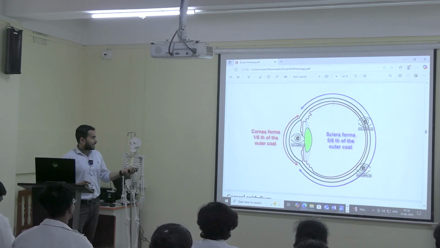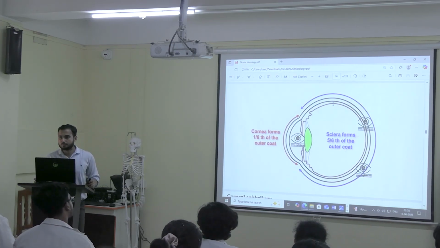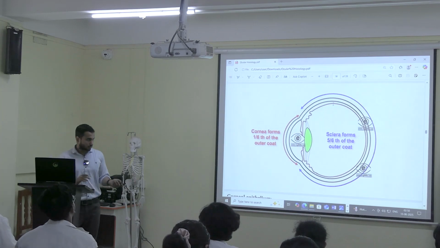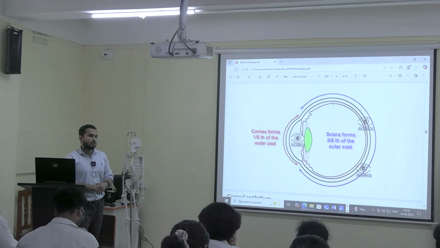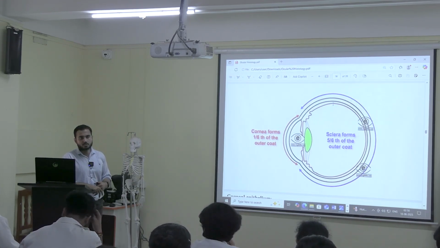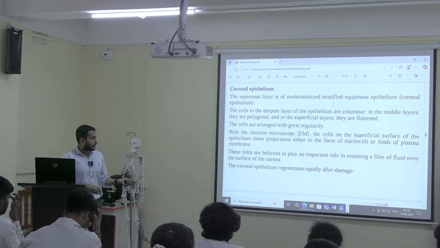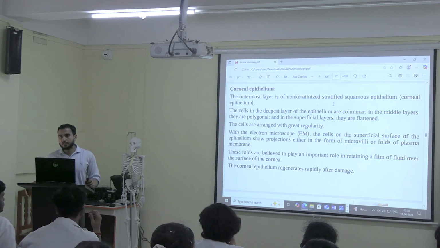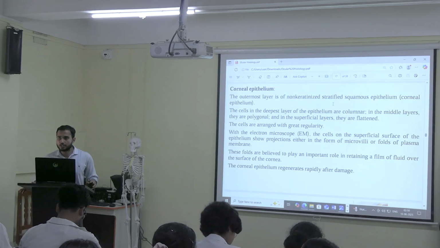Now, can anyone tell me what will be the lining epithelium? No. How simple? Cornea is communicating with the exterior. Okay, friction is taking place. Then if any area where friction is taking place, which epithelium will be present? Stratified. Okay, not simple. So if you see the corneal epithelium, it is stratified squamous non-keratinized epithelium, also called as corneal epithelium. Okay.